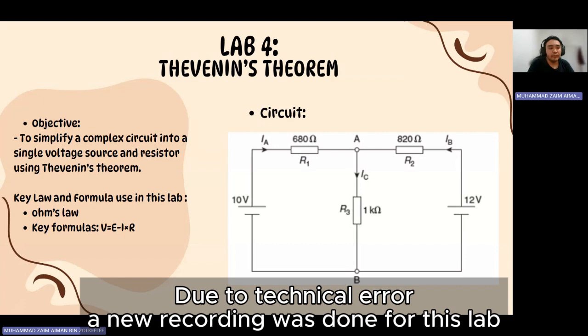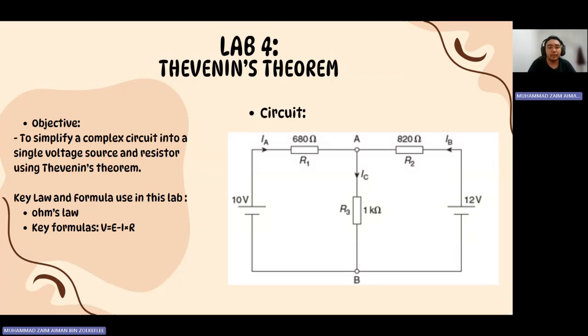Now I'm going to present my lab, that is Lab 4, Thevenin theorem. The objective of this lab is to simplify a complex circuit into a single voltage source and resistor using Thevenin theorem. The key law and formula used in this lab is Ohm's law, and the key formula is V equals E minus I times R. At the right hand side, that's the circuit that we're going to use for this lab.